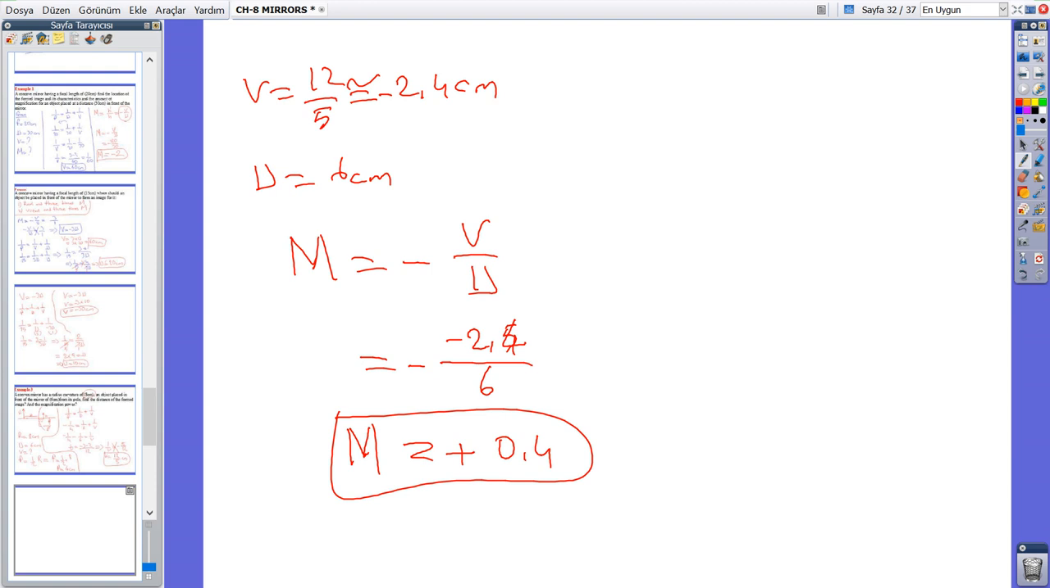Positive means the image is virtual. If you remember, I said you will memorize the four main pieces of information.